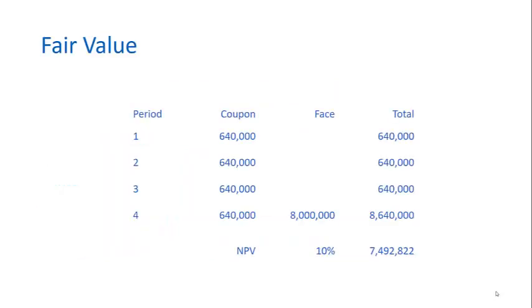Well, when the bond is issued, we need to work out what the fair value is at the date of issue. So we have the cash flows there, and this is quite easily done on a spreadsheet. We put in the cash flows, $640,000 a year for 3 years and $8,640,000 in the 4th year. If we discount those set of cash flows at 10%, it gives us a fair value of $7.492 million.